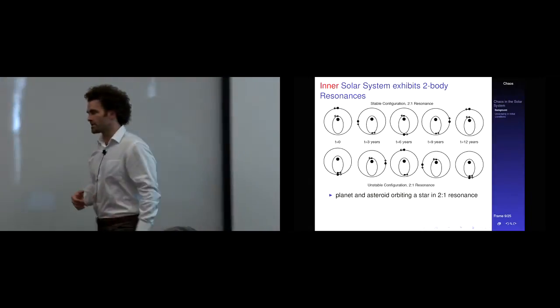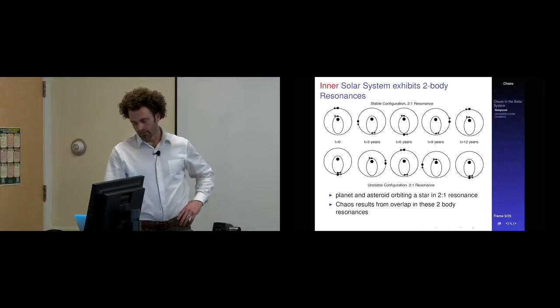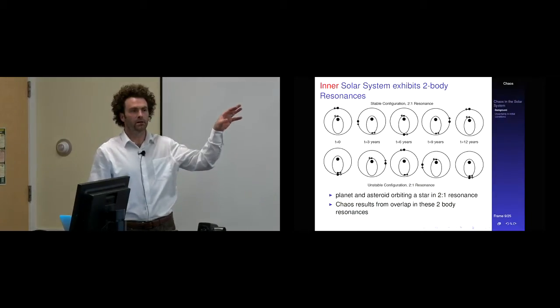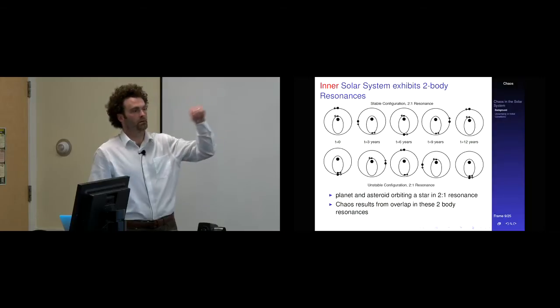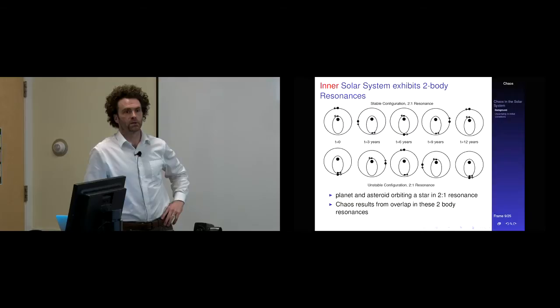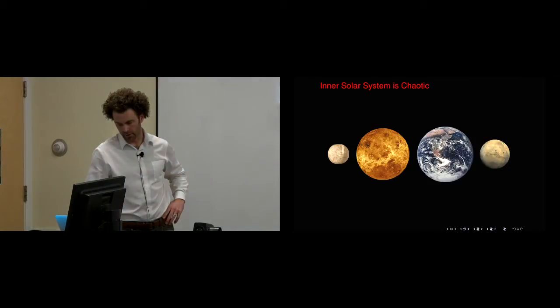So there are these different types of resonances, and there's lots of these in the solar system, and chaotic behavior can result from overlap in these resonances. So if you have a few of these things going on, or you have an asteroid that's orbiting one, or a pair of planets that are in one of these, things can happen as a result of these resonances, which is what most of the planets are in. So Venus and Mercury are in one: Venus goes around 9 times for every 13 that Mercury goes around, and then Earth to Venus as well. So this is a very common thing.